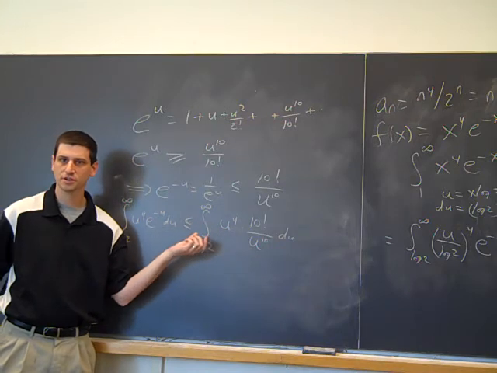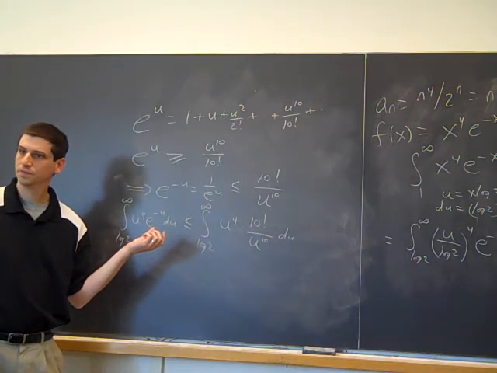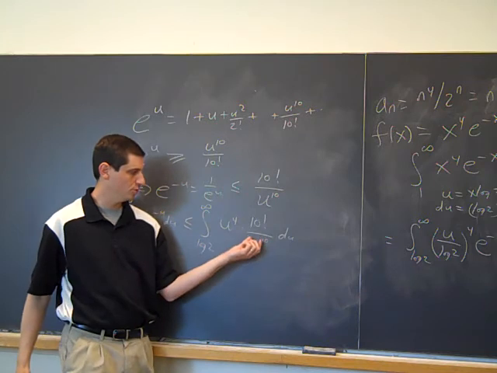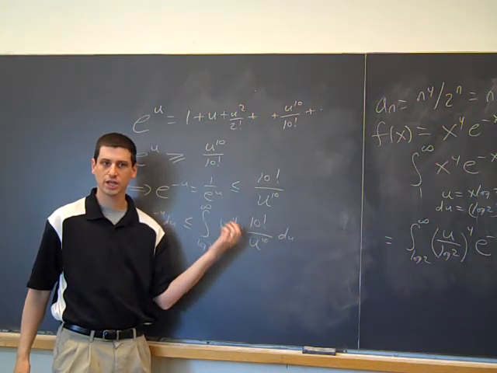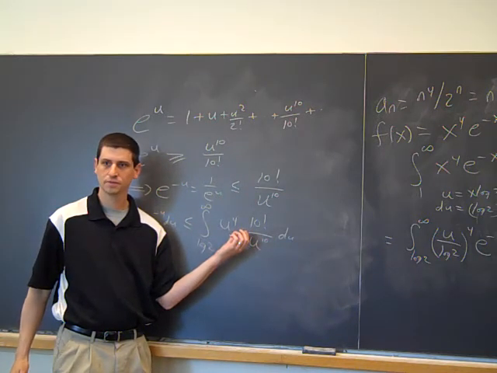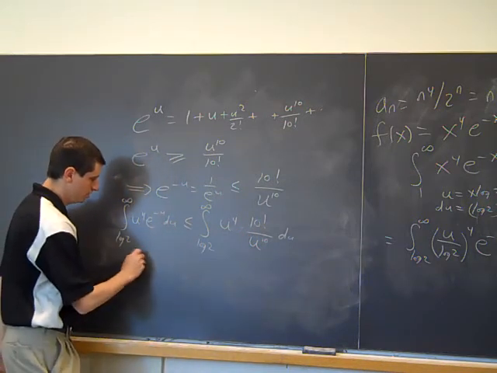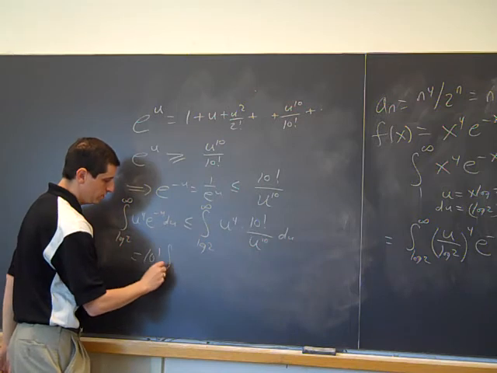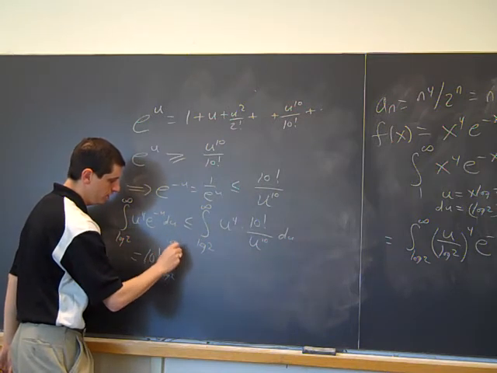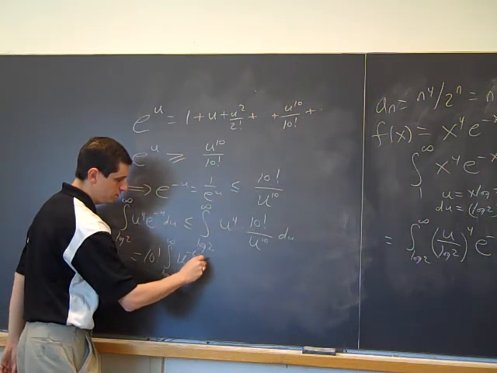What's this integral look like? I've got u to the fourth, 10 factorial over u to the 10th. This integral looks like 10 factorial over u to the 6th. So this is 10 factorial times the integral from log 2 to infinity of u to the negative 6 du.